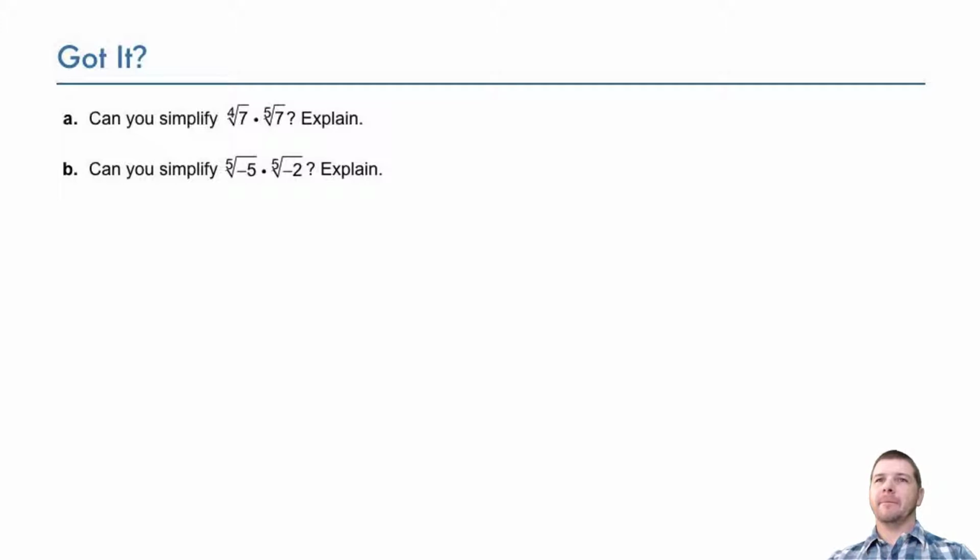Your turn, part A. Can you simplify the 4th root of 7 times the 5th root of 7? Explain. And part B. Can you simplify the 5th root of -5 times the 5th root of -2? Explain.